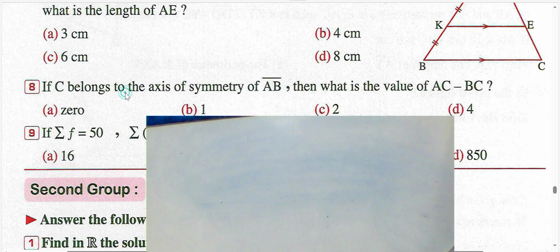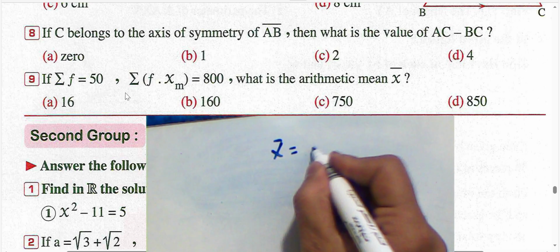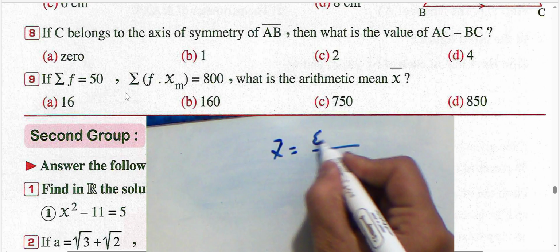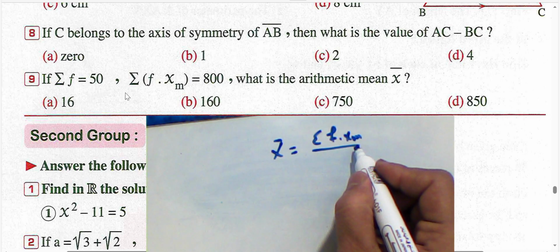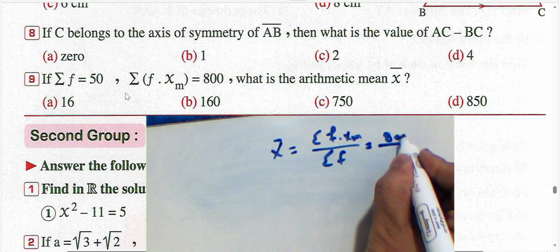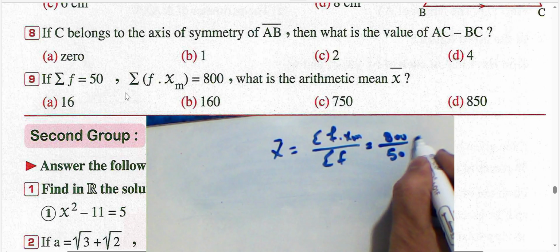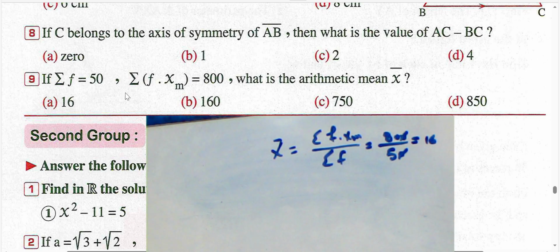Understood? With letter A. We want to find here the arithmetic mean. We know the arithmetic mean equals the summation of frequency times x, the center of any set, divided by the summation of frequency, equal 800 divided by 50. Cancel 0 by 0, and 80 divided by 5 is 16. The result will be 16. Choose letter A.